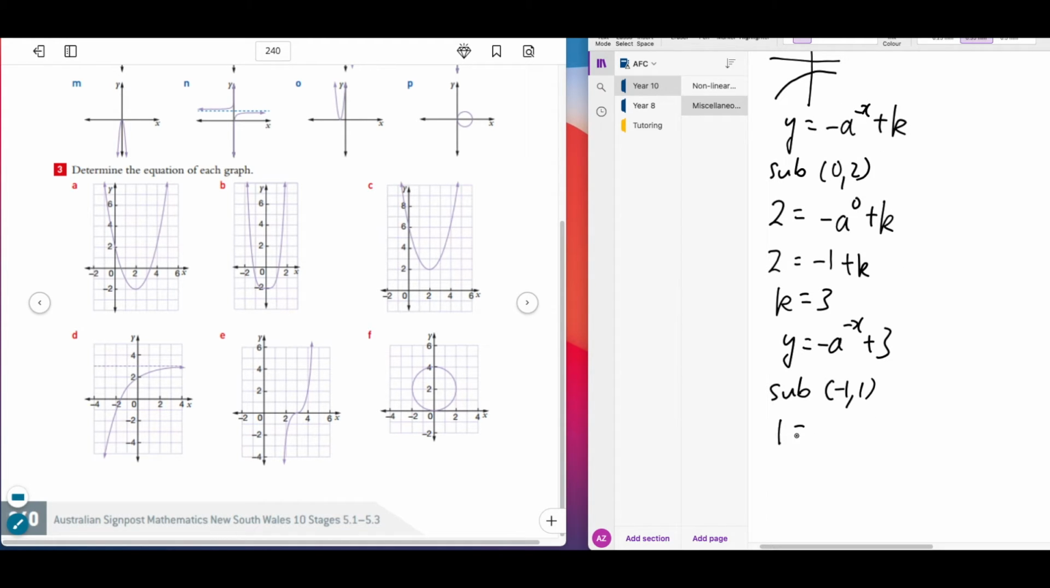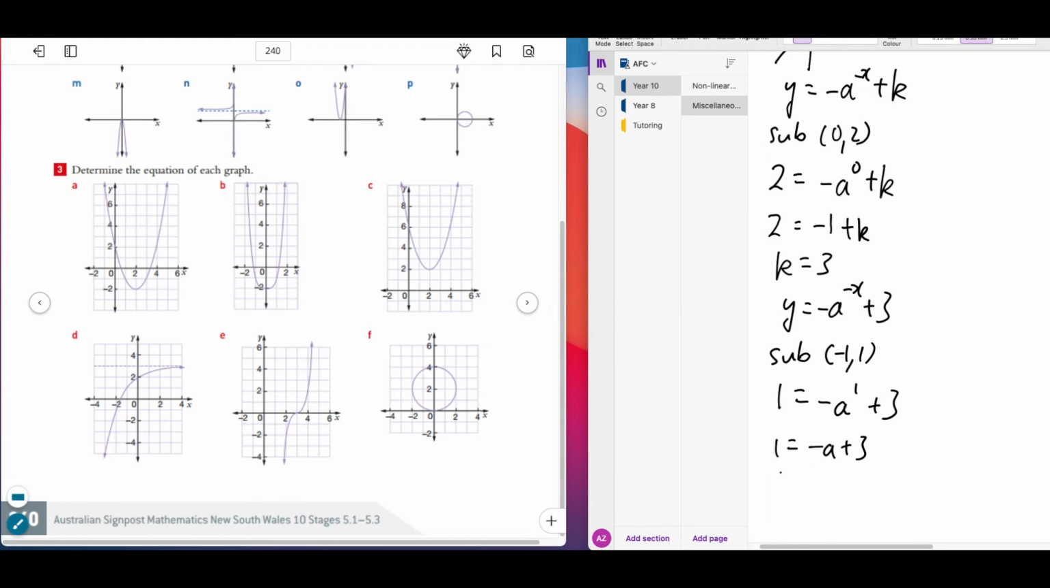So then 1 is equal to minus a to the minus 1 plus 3. So 1 equals minus a plus 3. So what does a equal to? Well, if we want to solve it, take away 3 from both sides. Minus 2 equals minus a. A is equal to 2.